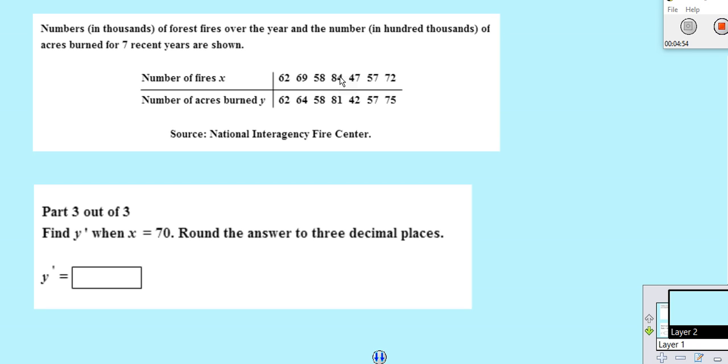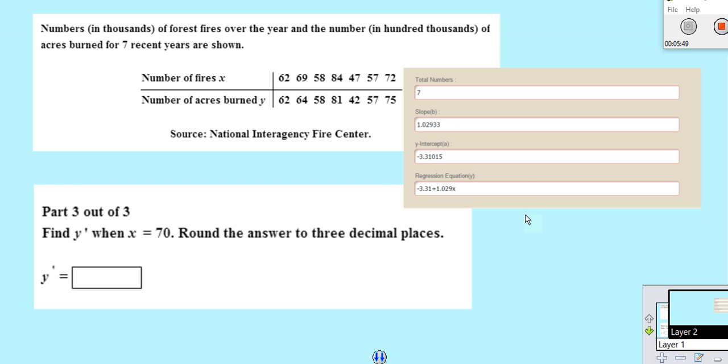This is the concept of keeping yourself inside the parameters of your data instead of trying to reach outside. None of our data has collected information for what would happen if we had 100 fires. So it's not going to be as accurate to make a prediction with 100, because it doesn't fall within our data set. Let's make a prediction with what we had. So bring our equation across. We see that y prime is equal to negative 3.31 plus 1.029x. Our x value we wish to insert is a 70.